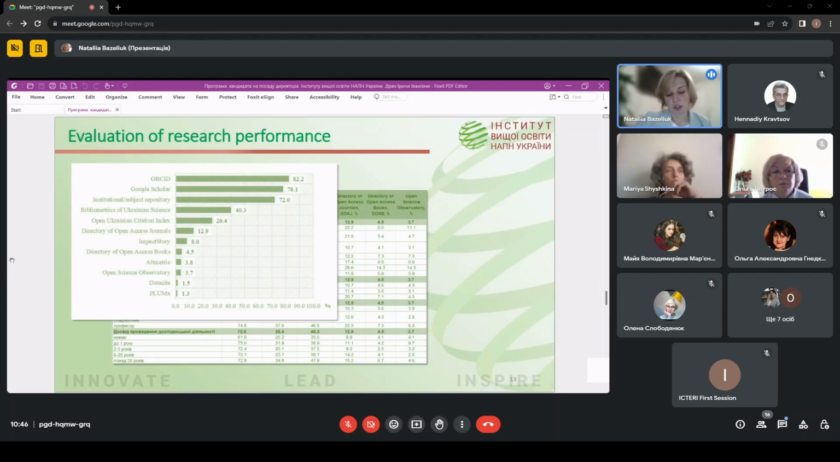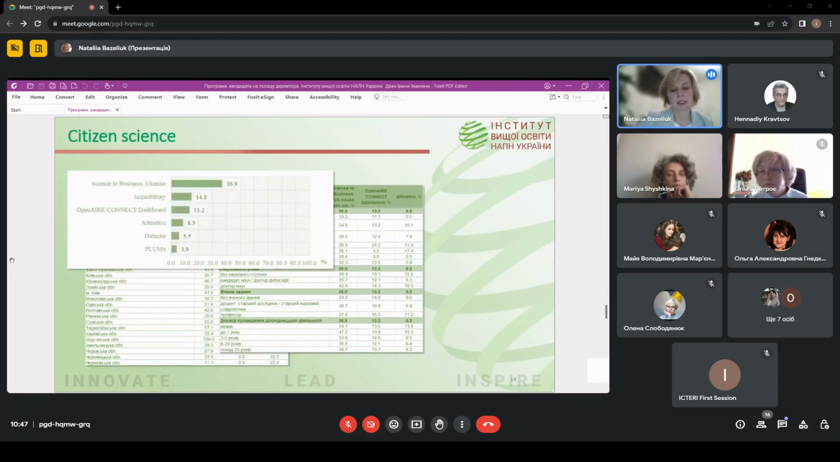In higher education institutions of Ukraine, various services are utilized to evaluate research performance. The predominant services include ORCID and Google Scholar, which are widely adopted for this use. Additionally, institutional subject repositories are commonly employed. The bibliometrics of Ukrainian science. Other services that contribute to research performance evaluation in these institutions are Open Ukrainian Citation Index, Directory of Open Access Journals, ImpactStory, Directory of Open Access Books, Altmetric, Open Science Observatory, DataScience, and Plemex.